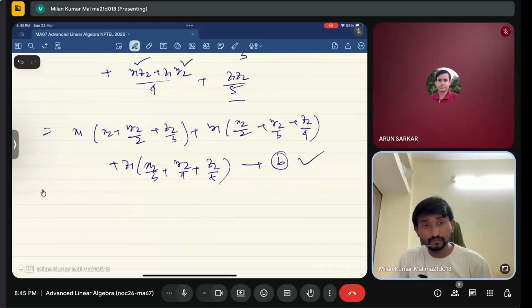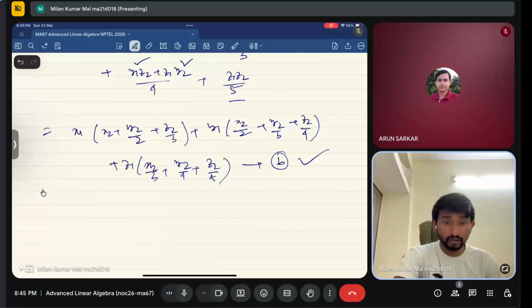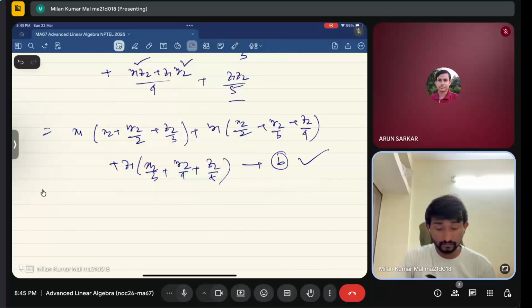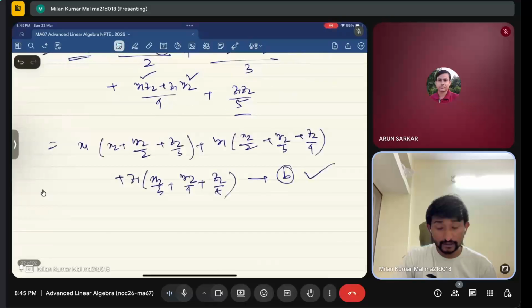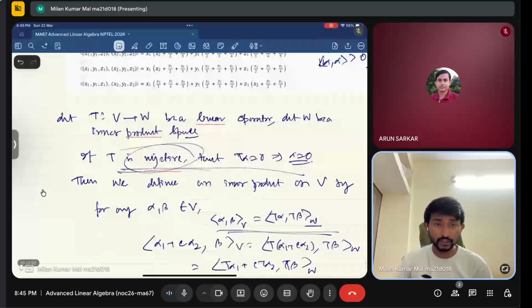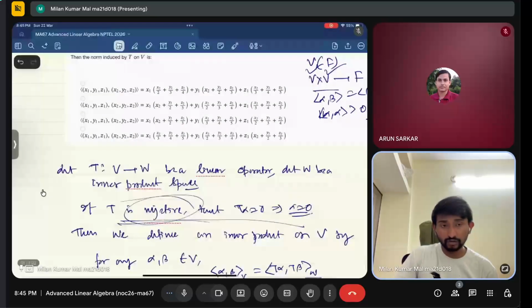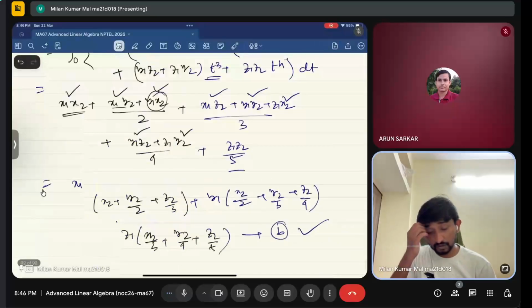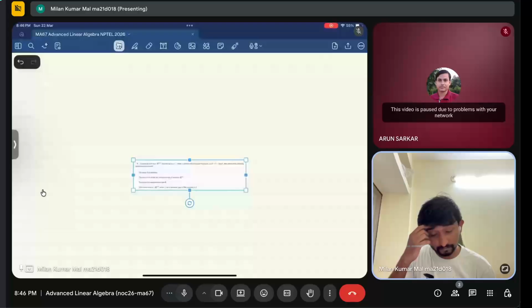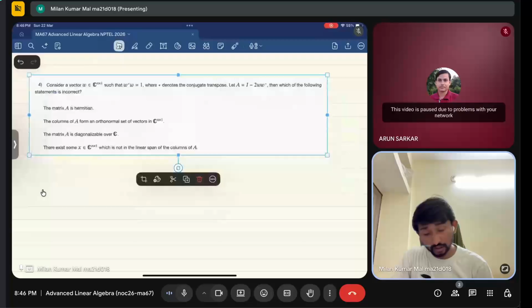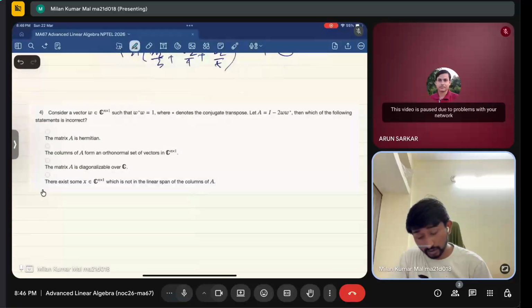I hope it is clear. If there is any doubt, you can ask, otherwise I will go to discuss another problem. This is a simple calculation you have to do, but there is a theory that for an inner product on the space W, if you want to convert it to an inner product on the space V, you need that injectivity. Otherwise you will not be able to convert those inner products. So let's go to the another problem. If there is any doubt, you can ask. Otherwise, later also you can ask.